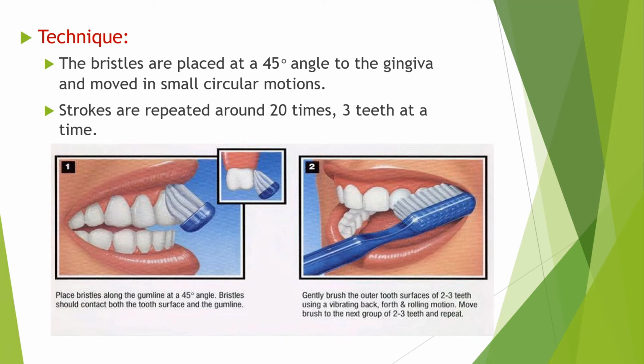Then technique. The bristles are placed, as we can see in this picture, along the gum line at a 45-degree angle. Bristles should contact both the tooth surface and the gingiva, partly on the tooth surface and partly on the gingiva. The strokes are repeated around 20 times for two to three teeth at a time. In the second picture, gently brush the outer tooth surface of 2 to 3 teeth using a vibrating back and forth motion, then move the brush to the next 2 to 3 teeth and repeat again.